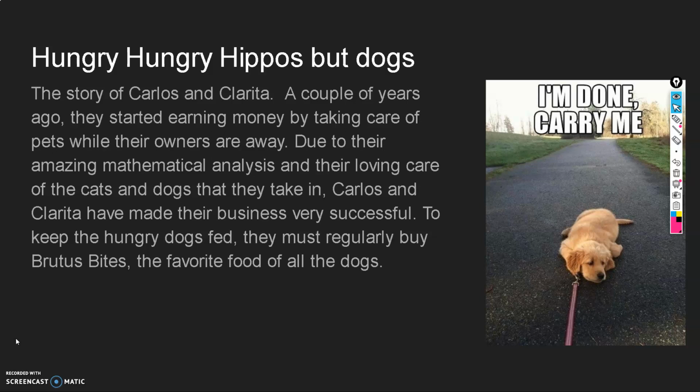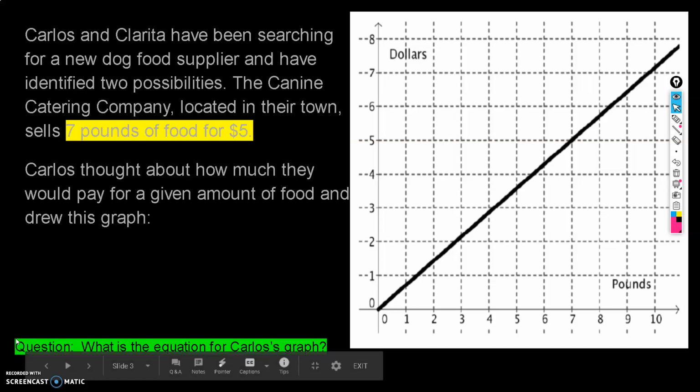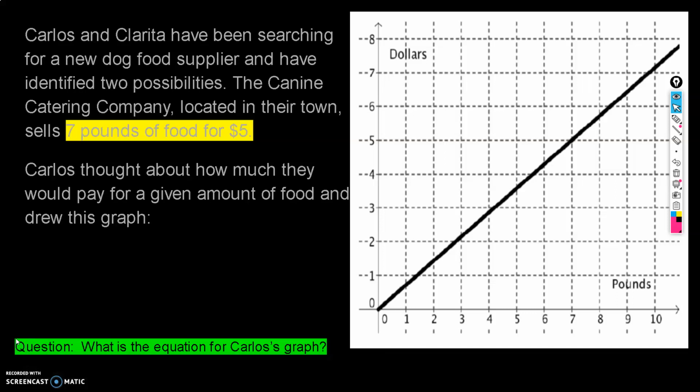To keep the hungry dogs fed, they must regularly buy Brutus Bites, the favorite dog food of all the dogs. So, that being said, Carlos and Clarita have been searching for a new dog food supplier and have identified two possibilities. One of them is the Canine Catering Company, located in a town that sells 7 pounds of food for $5. Carlos thought about how much they would pay for a given amount of food and drew this graph.